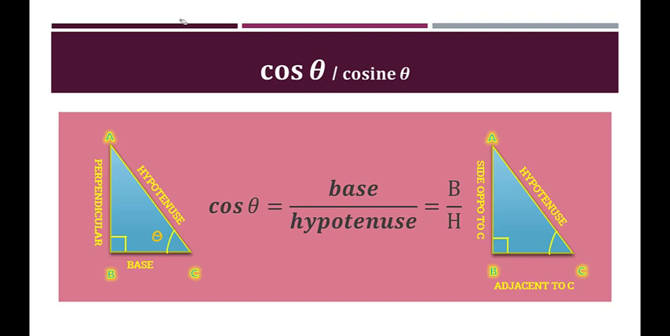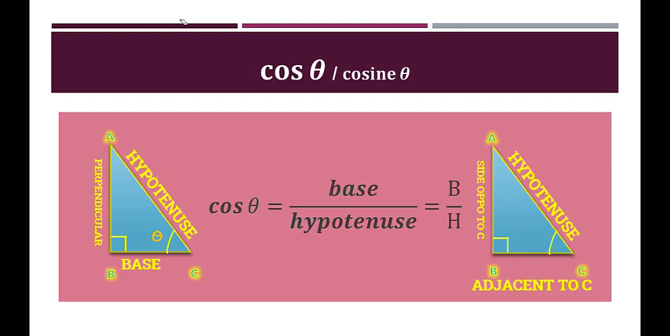So here, it's just a naming convention. This is theta in our case. So cos theta is nothing but base upon hypotenuse. So what is a base? Base is adjacent to the given acute angle, and the given acute angle is here angle C, or we can say angle theta. So the adjacent side is base, that is BC. So cos theta will be BC upon AC, that is, upon hypotenuse. This is cos theta, base upon hypotenuse, that is BC upon AC.